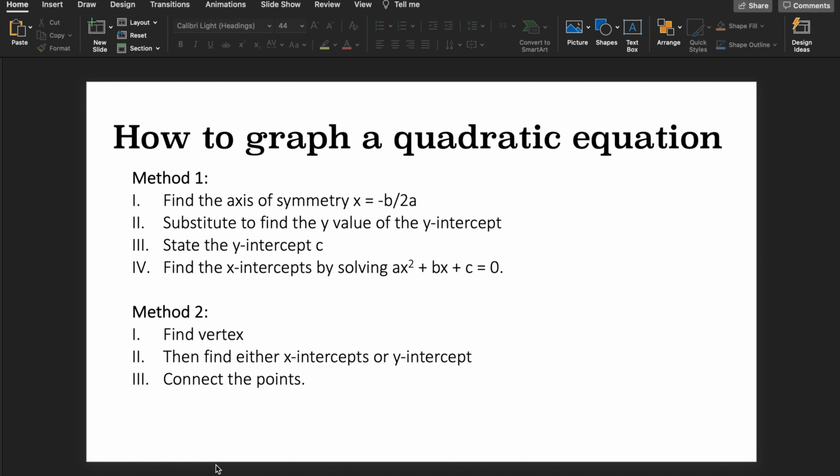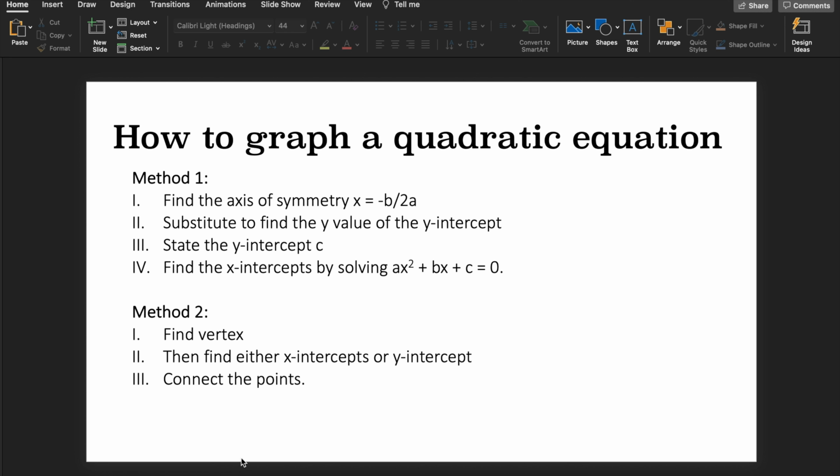For instance, you could find the axis of symmetry by using x equals minus b by 2a. Then you could state the value of the y-intercept, which is c, and you could find the x-intercepts by solving this equation by any of the three methods I've outlined in the previous slides. So here you'd have the axis of symmetry, the y-intercept, and the x-intercepts, and hence it would be easy to graph it.